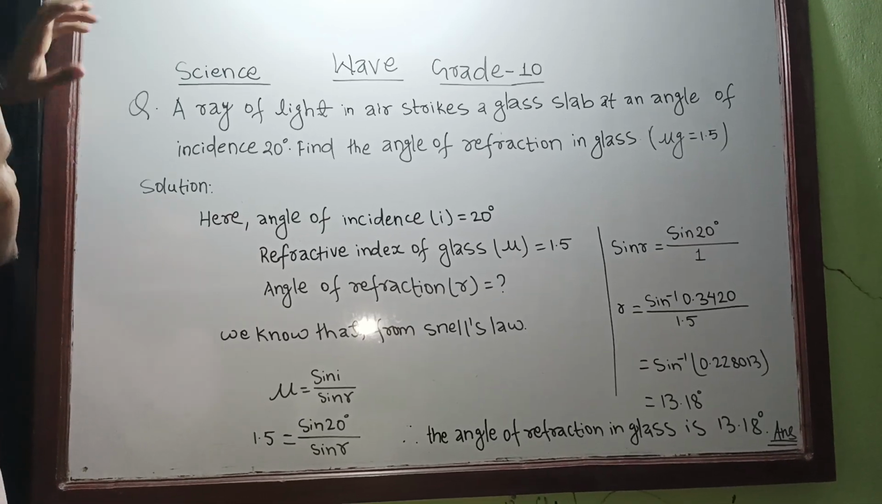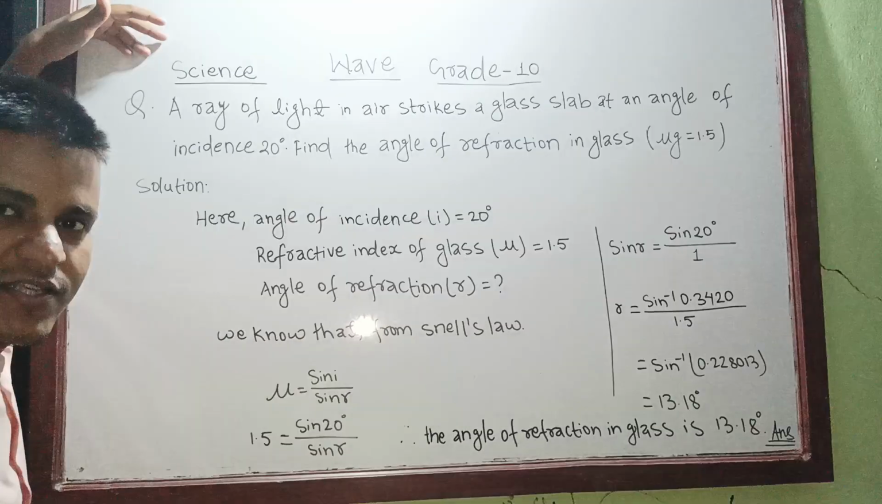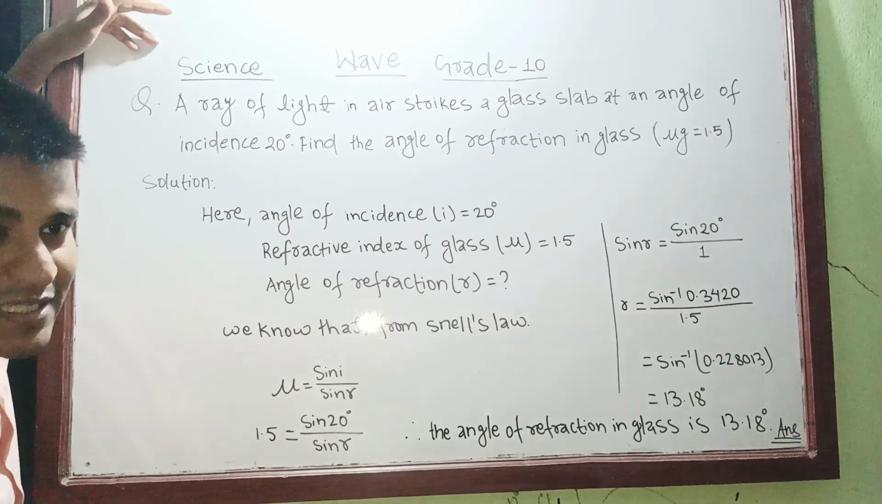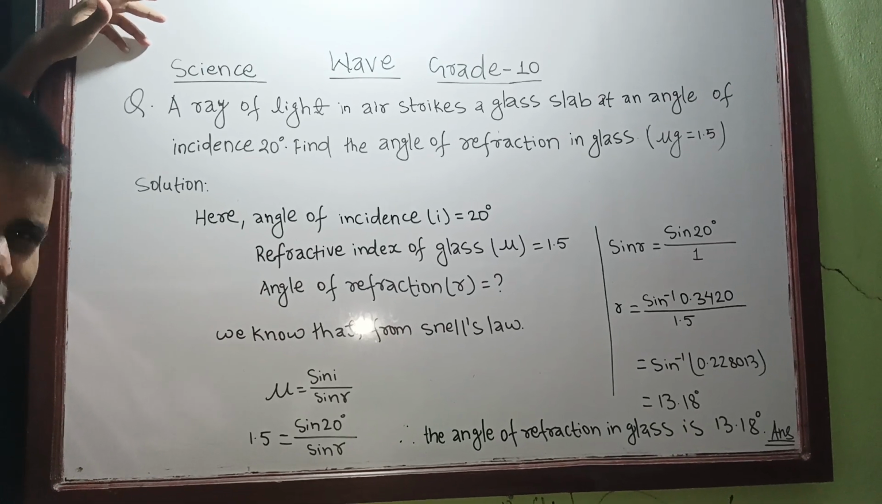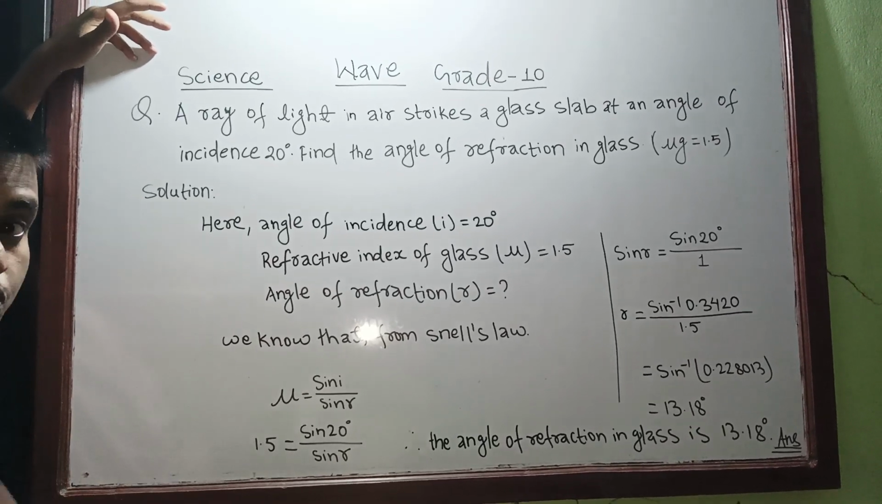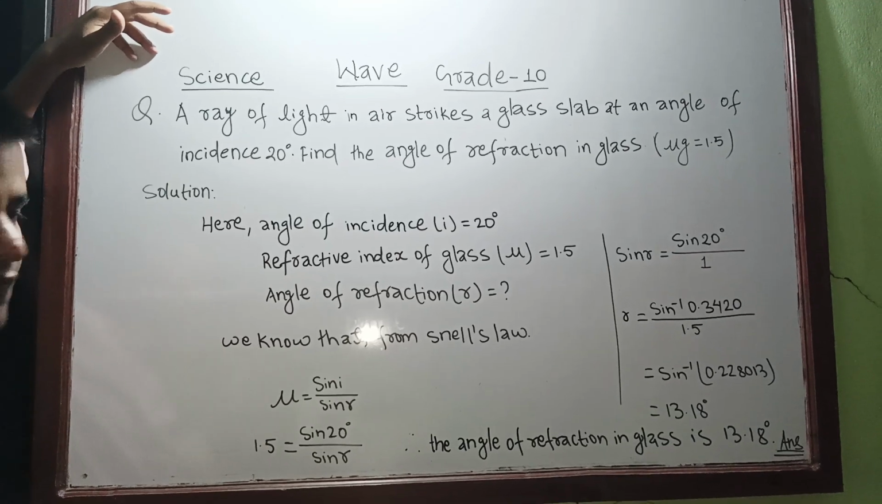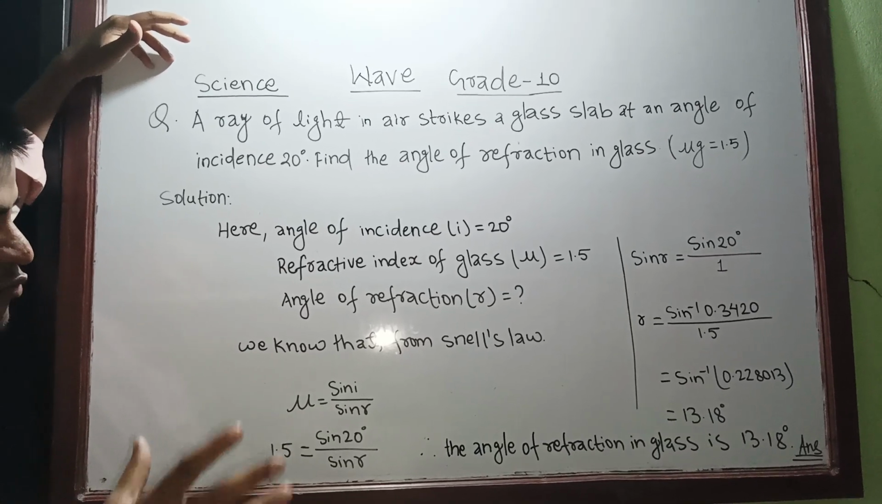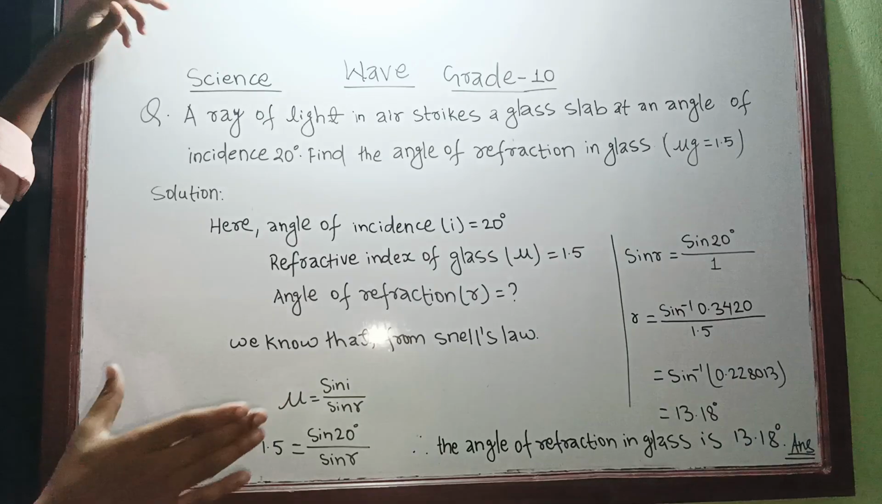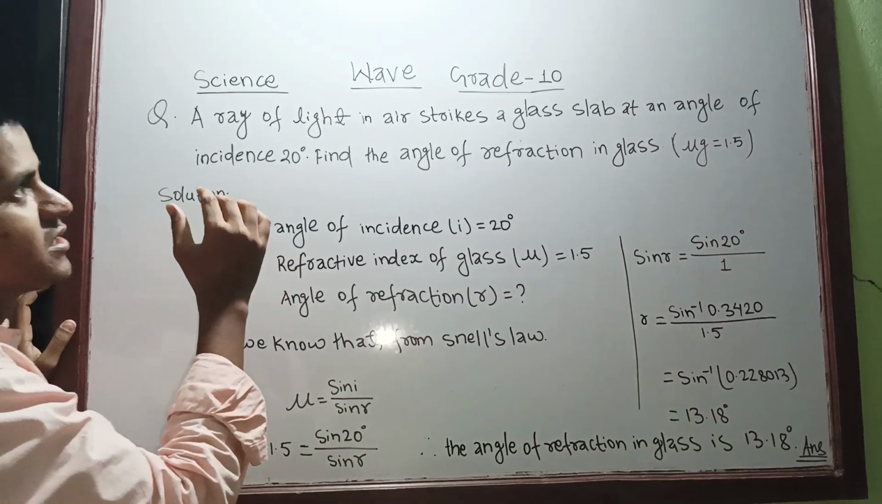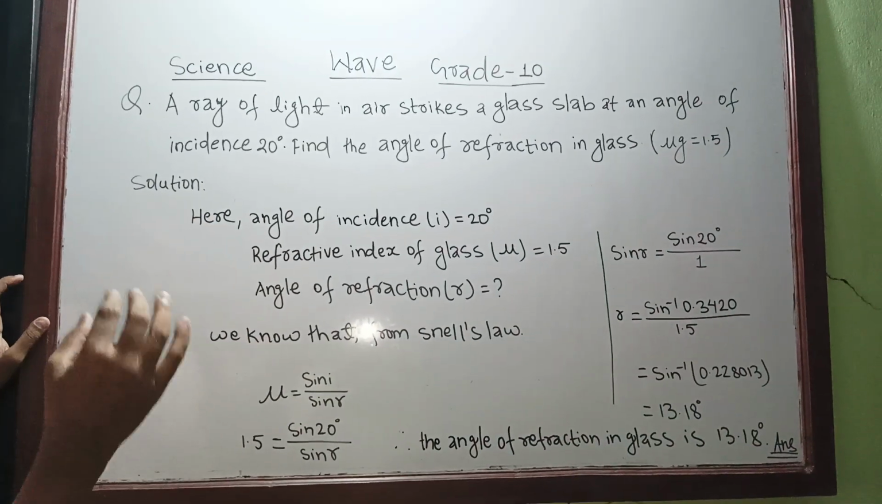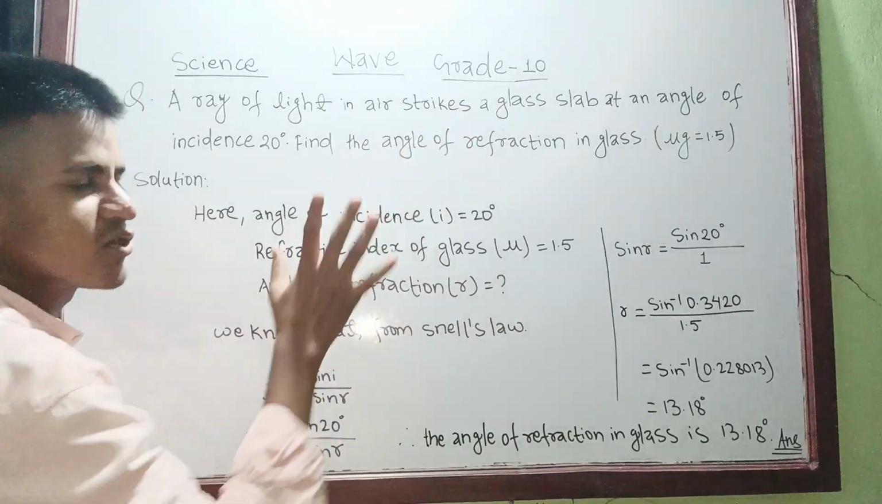Today's numerical is basically from light. If you pay a little bit of attention, because this chapter is too easy, even a little attention is more than enough. When you start reading any question, read it properly, and the entire answer is given in the question only.